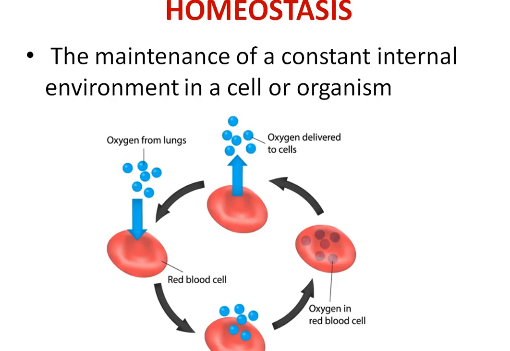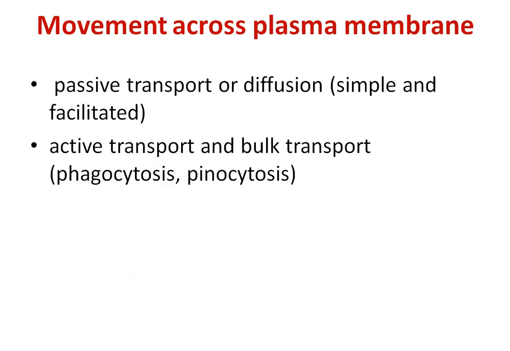Now, the movement across the plasma membrane can either be a passive transport, or what we call diffusion, wherein there is no need for energy, particularly ATP or adenosine triphosphate. This can either be a simple diffusion or a facilitated diffusion.